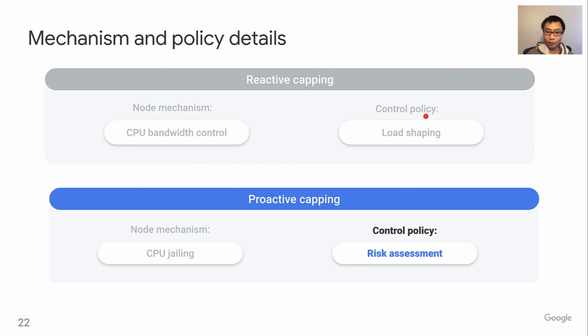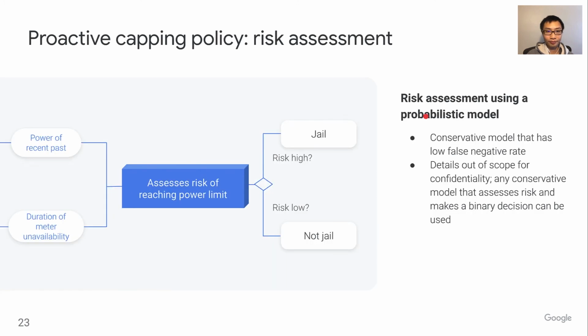Proactive capping uses a control policy of risk assessment. When power signals are unavailable, we use a probabilistic model to assess the risk of power reaching the power limit based on the power of the recent past and the duration of meter unavailability. If the risk is high, then we will start CPU jailing, otherwise we don't jail. We use a conservative model that has a low false negative rate. The details of this model are out of scope for confidentiality, but any conservative model that assesses risk and makes a binary decision can be used here.